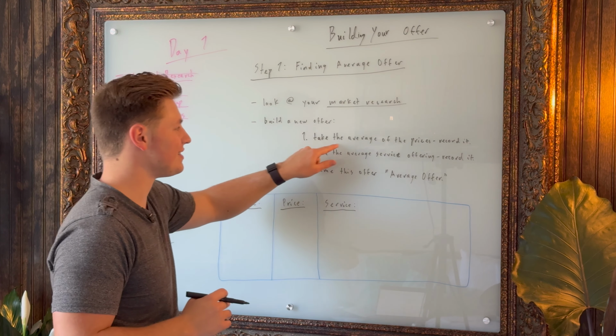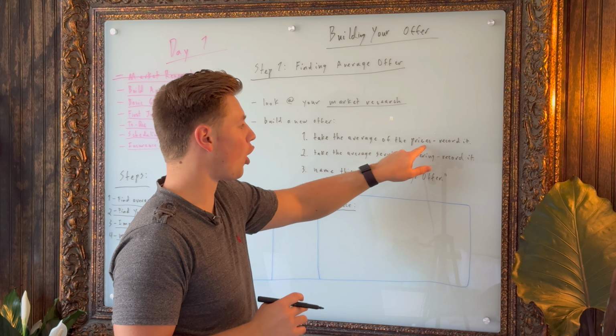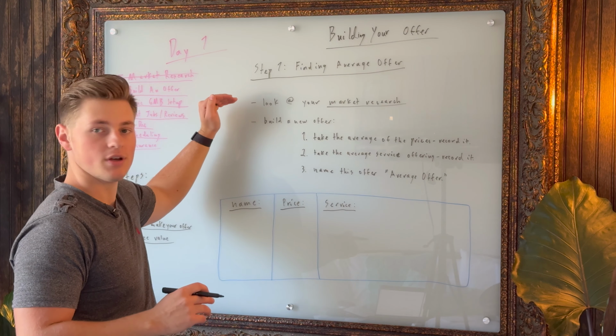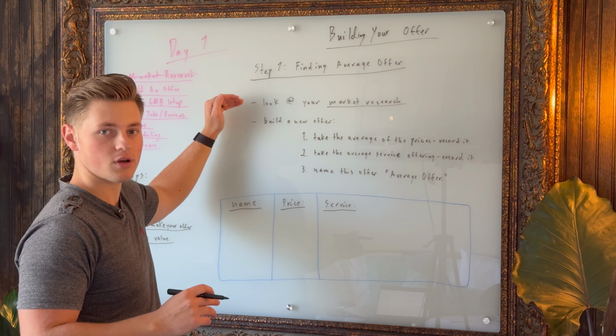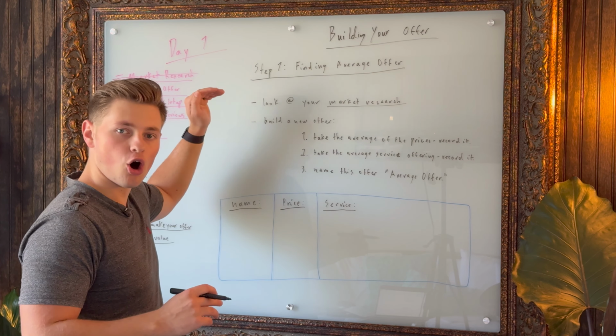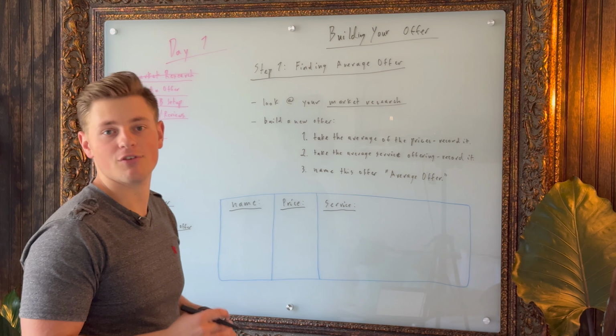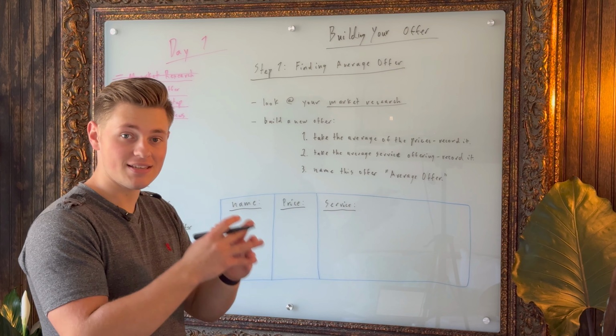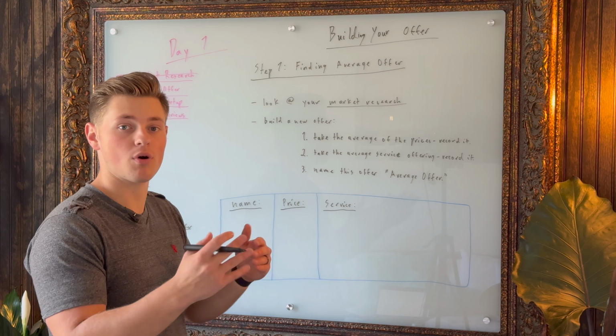First, I want you to take the average of all of the prices and record it. So there would be 3 to 5 companies filled out in your market research. Take all of those different prices and find the average. If you don't know how to do that, you add them all together and then divide the sum by the number of offers you added together.